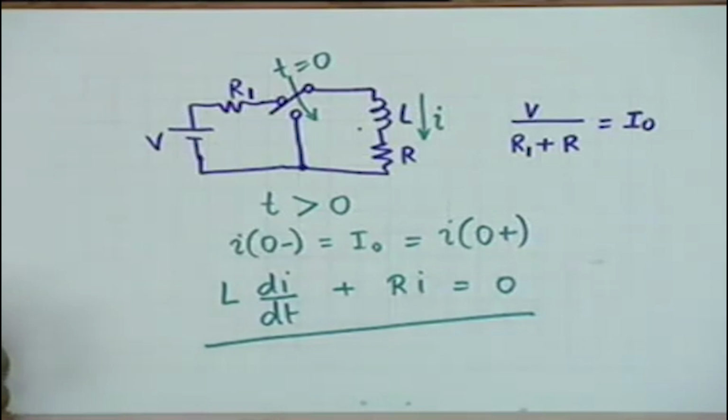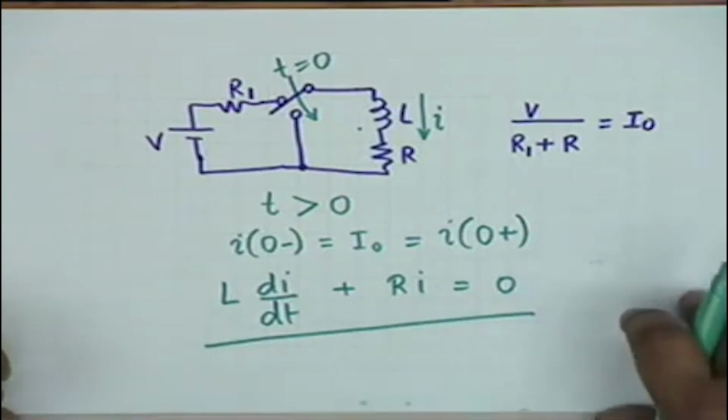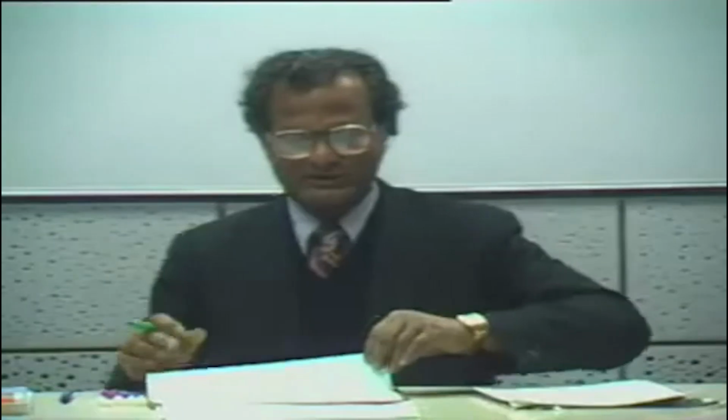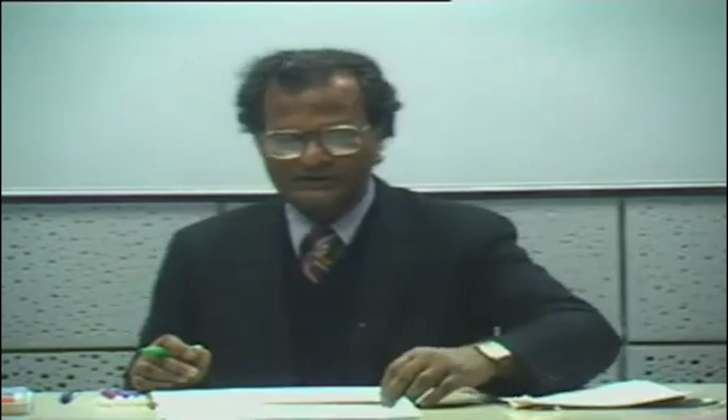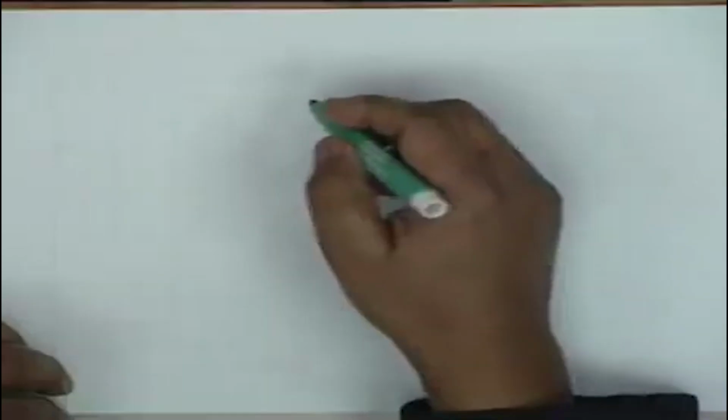If a circuit's natural response can be described by a first order differential equation, then it is a first order circuit. This is not the only one. We could have a capacitor resistor circuit, for example.